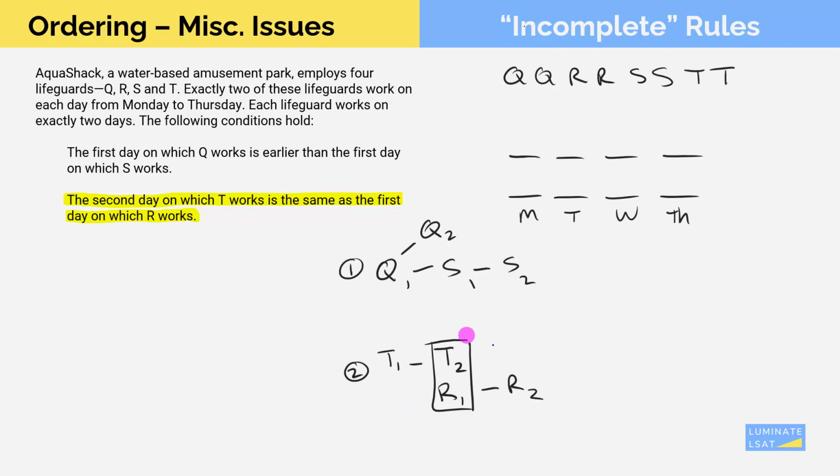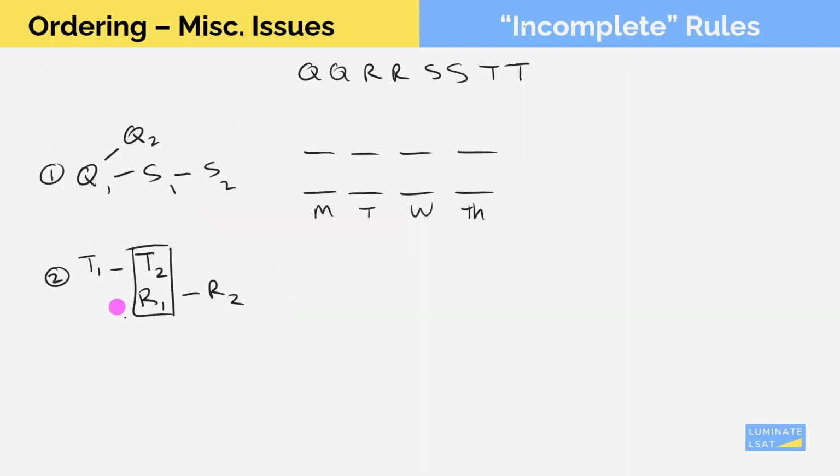And if you diagram the rule like this, it's a lot easier to see that this T2R1 block is actually quite limited. It can only fit on Tuesday or Wednesday. So now that we've diagrammed these rules in a more visually complete way, I want to show you how this way of diagramming, or this way of thinking about the rules, can help us in making worlds for this setup.